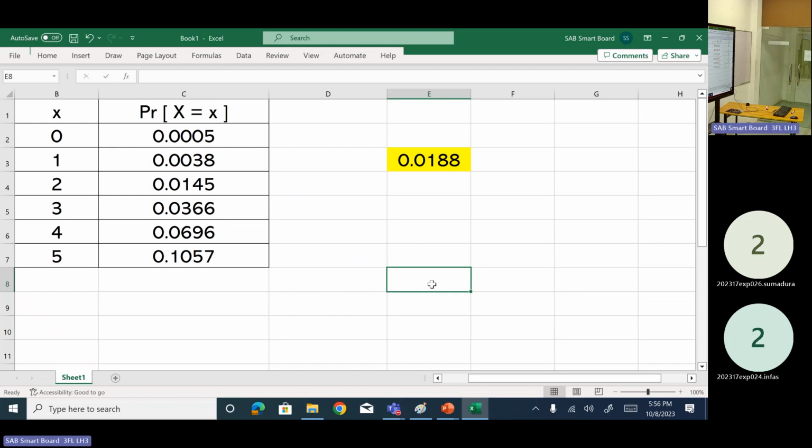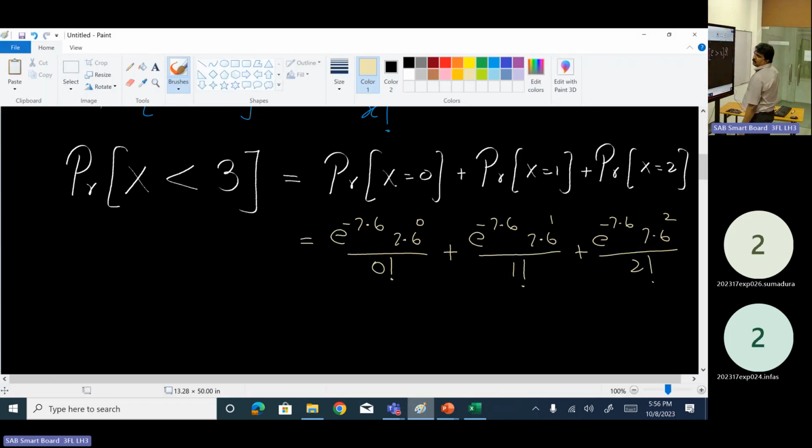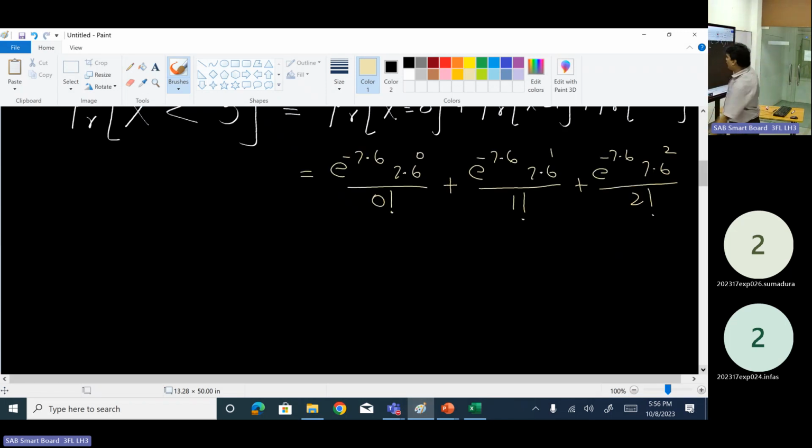So in this one, you need to calculate e to the power of minus 7.6. If you want, you can simplify this way also. Now here there are three pieces, and all the pieces have this e to the power of minus 7.6. So you can take it out and simplify a bit.